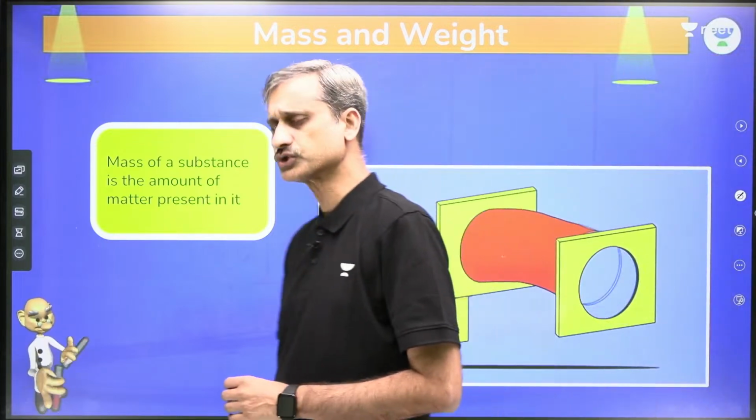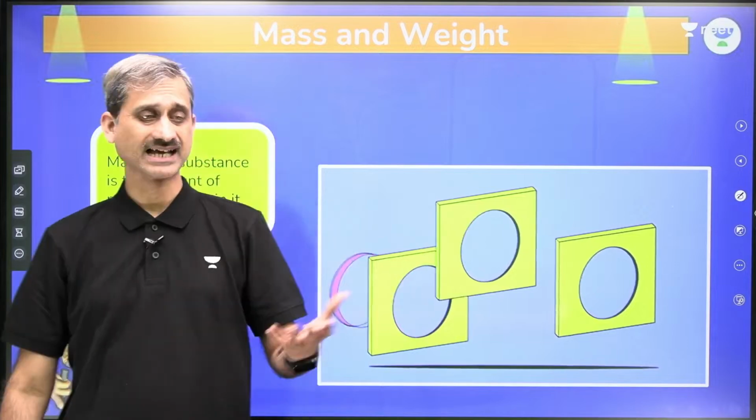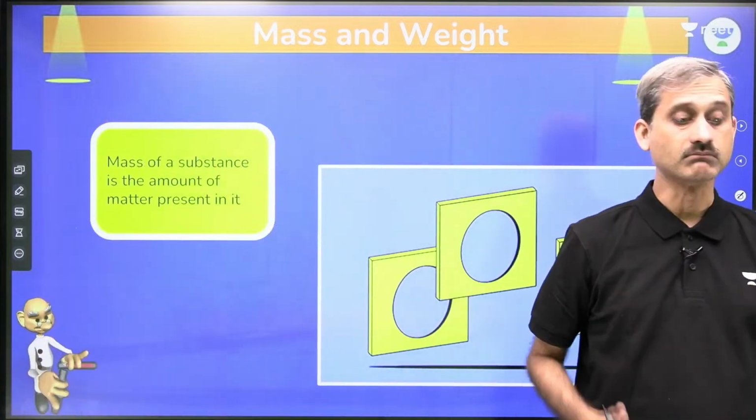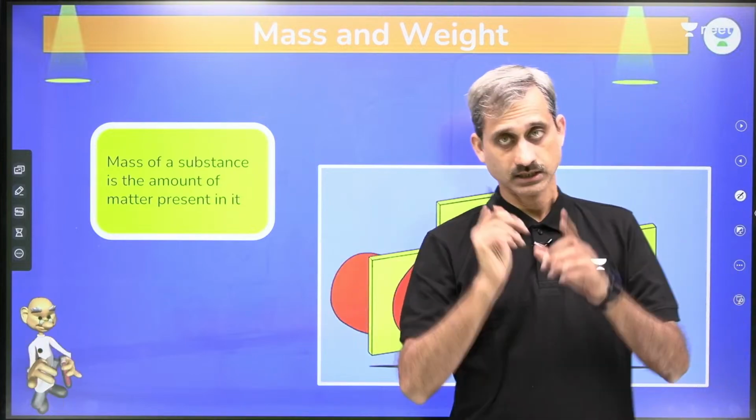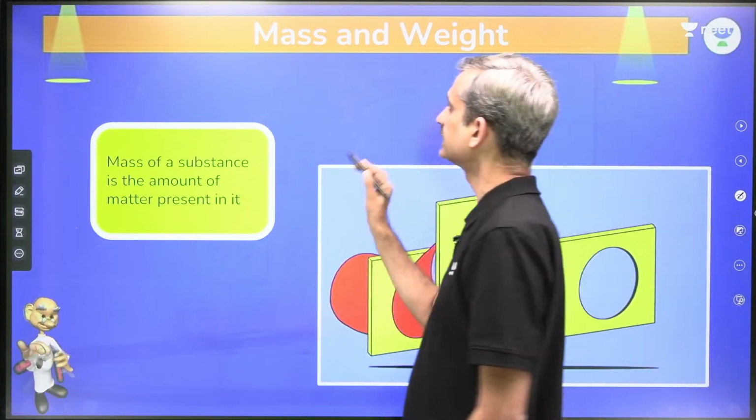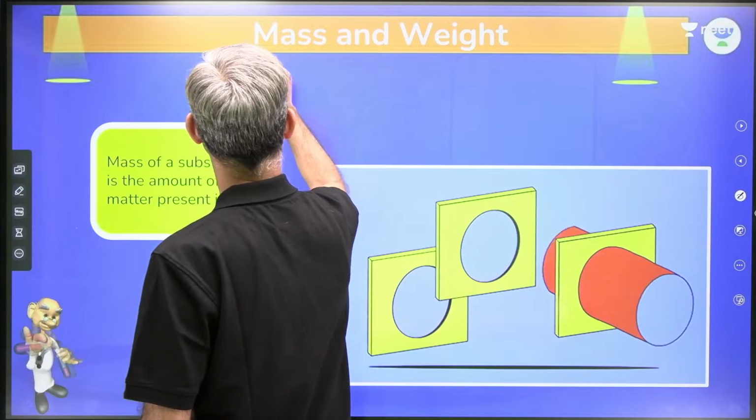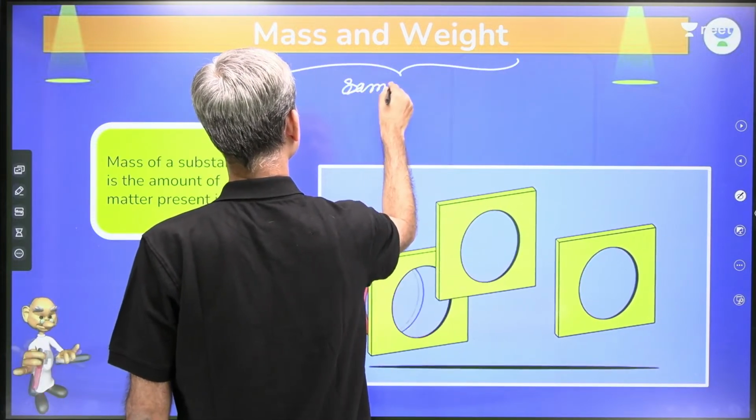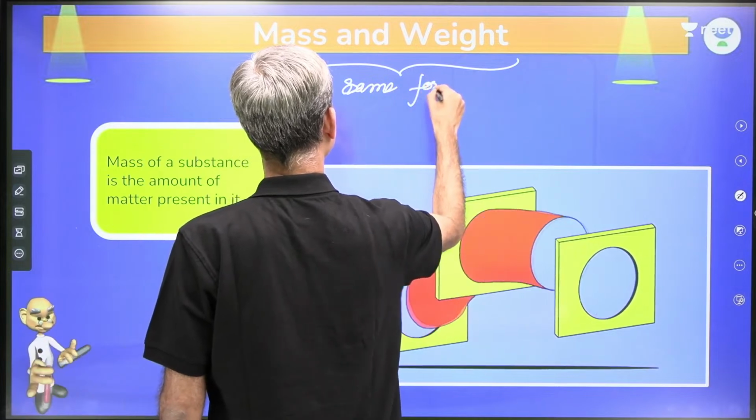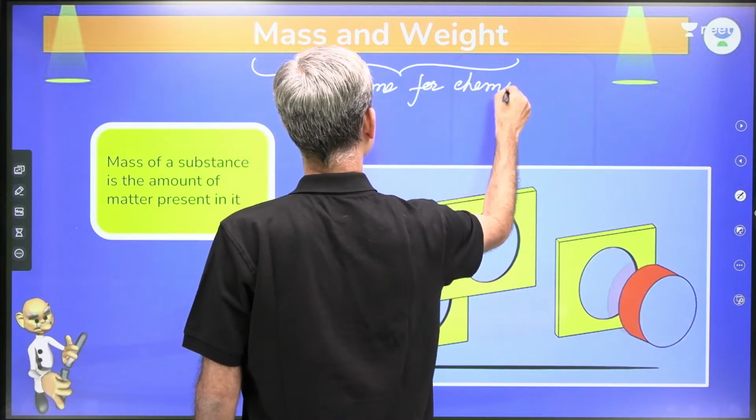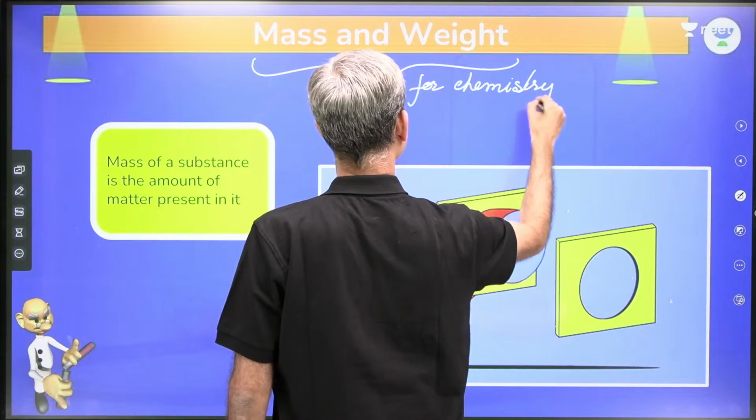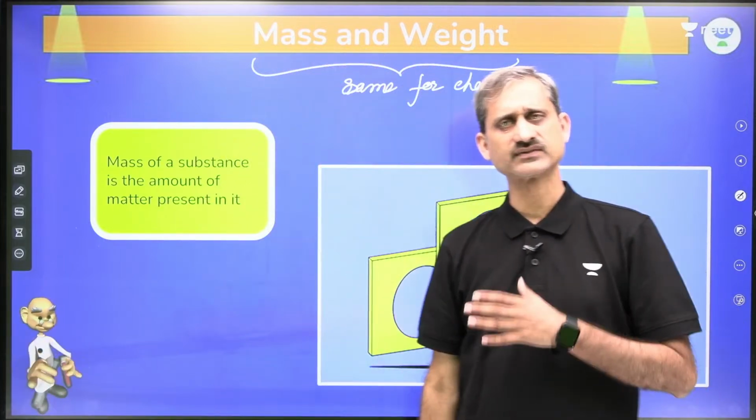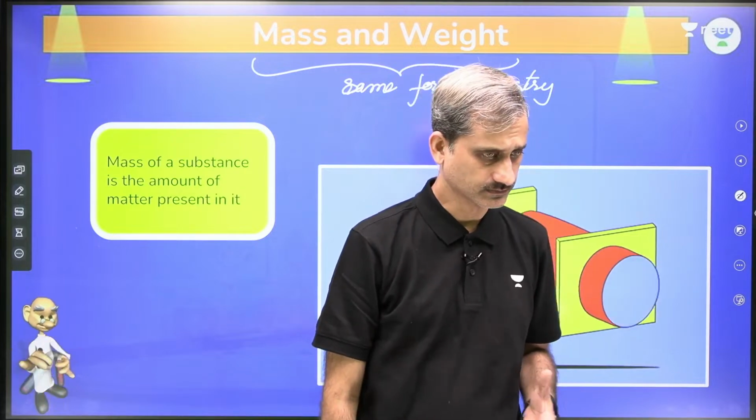First of all, we are going to talk about certain quantities. What exactly are the quantities that we are going to measure? Now, one of the quantity is the mass, the weight. First of all, you need to understand that in chemistry, we actually do not distinguish between mass and weight as far as chemistry is concerned.